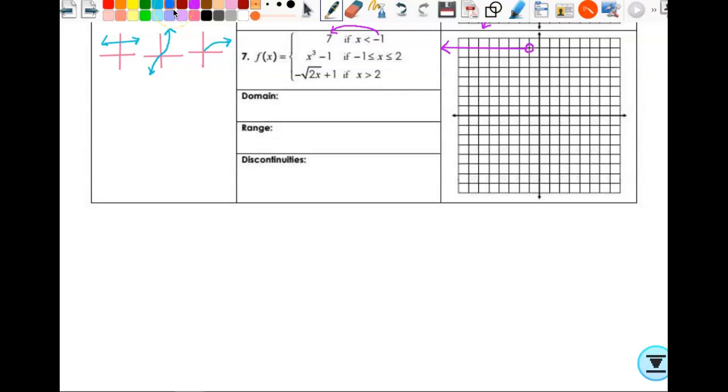Then I have 2 endpoints here. So I'm going to take my negative 1. I substitute it in there. What's negative 1 cubed? Negative 1. Then I minus 1, so that's negative 2. So I'm going to go negative 1, negative 2, and that's closed. Right? Then I take the 2 and substitute it in. 2 cubed is 8, minus 1 is 7. So I'm going to go to 2, 7, and that's closed.